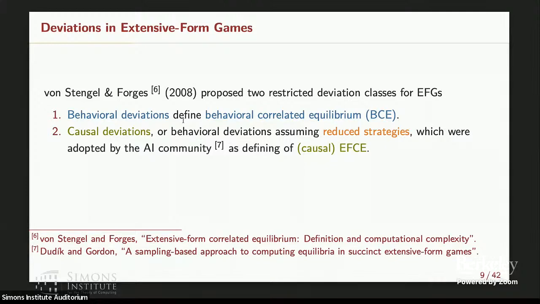So we would like to minimize swap or internal regret in extensive form games. The problem is that we're going to find we can't do that efficiently. There are just going to be too many of these, and there's not going to be an efficient algorithm for doing that. This was recognized already in 2008 by von Stengel and Forges.